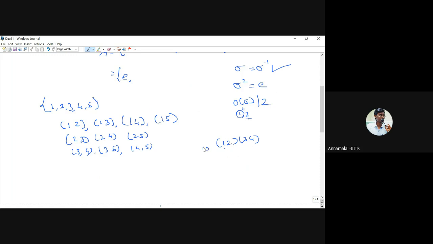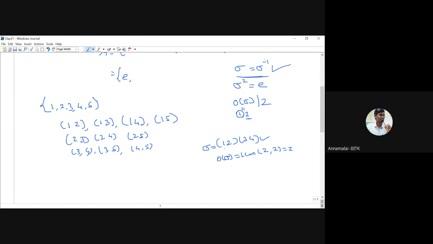Therefore, suppose I take sigma equal to the permutation where 1 goes to 2, 2 goes to 1, 3 goes to 4, 4 goes to 3. Then what is the order of sigma? It is nothing but the LCM of the lengths of these two. The length of each permutation is 2, so the LCM is 2. Therefore, the order is 2, and this permutation satisfies the condition sigma equals sigma inverse.